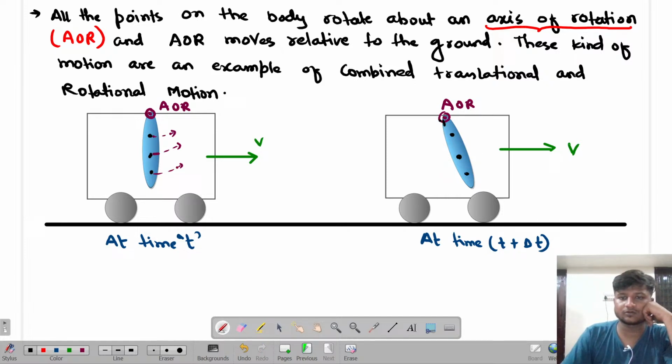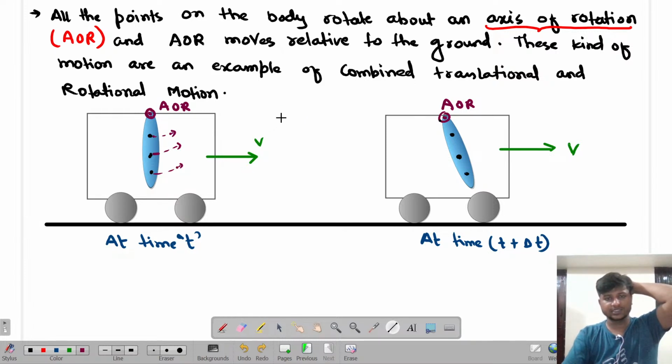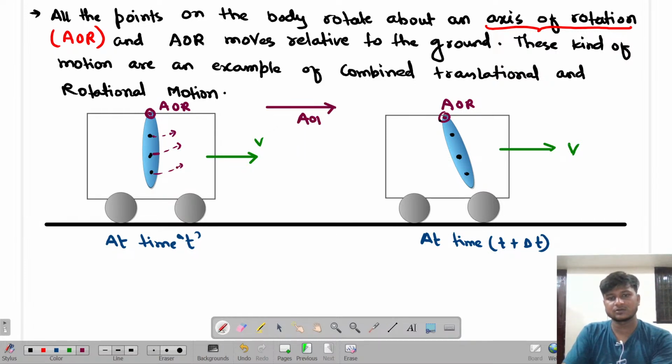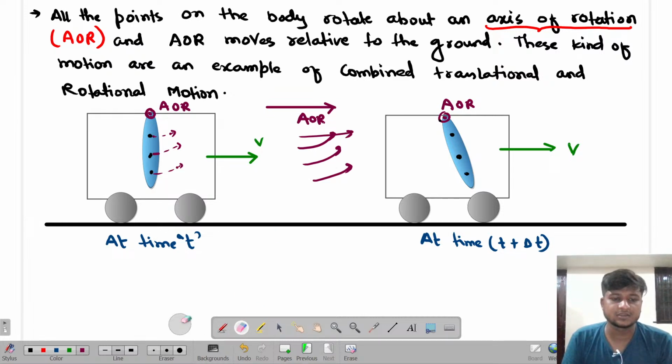So with respect to the vertical, they are always translating this way. And another thing is, you see that this axis of rotation is also moving with respect to ground, yes or no? With velocity v. So what is happening with respect to the axis of rotation? Two things are happening. With respect to the AOR, first rotation is happening, and then translation is happening. So this is why this is called combined translational plus rotational motion.